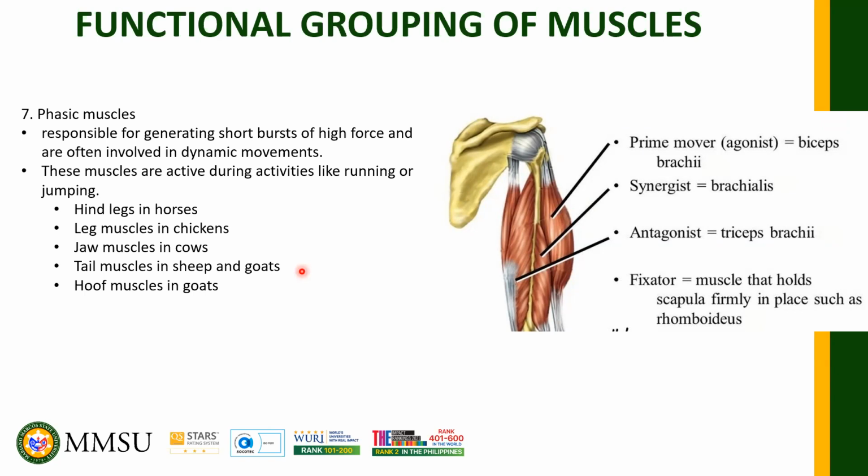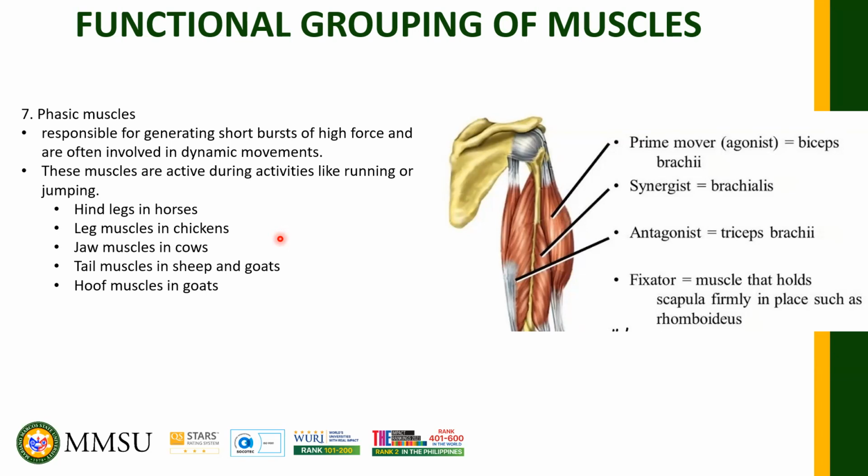Okay, then we have another one, the jaw muscles in cows. They have powerful jaw muscles, especially the masseter. You will encounter that one later on. Usually that is used for grinding food. Okay? So this generates strong contraction during the mastication process to allow the cow to process especially our forages, which are very tough. So their jaw muscles, that is basically the phasic muscles.